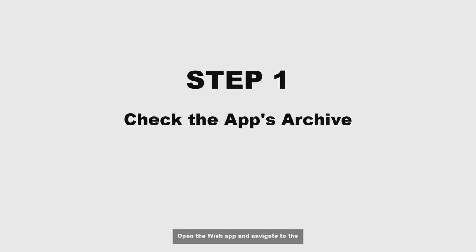Open the Wish app and navigate to the messaging section. Look for any archived messages or folders where deleted messages might be stored. Some apps keep a record of deleted messages for a limited time.